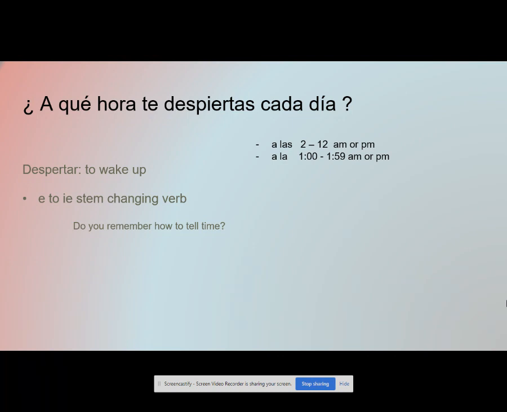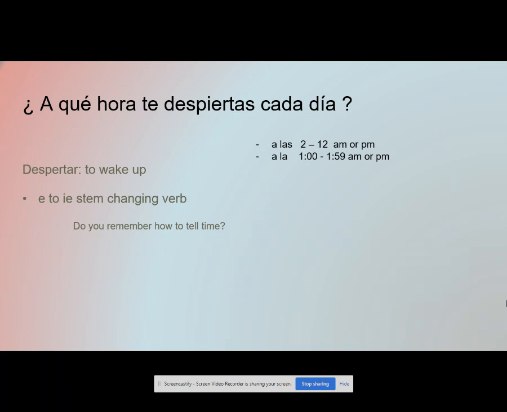This question is asking about time. ¿A qué hora te despiertas cada día? You would have learned in Spanish 1 that when we're talking about time, we use the verb ser, es la, or son las. But this question is not asking what time is it right now. It's asking at what time. You have this preposition a added to the beginning of the question, which means at. So, ¿a qué hora? At what time do you wake up?